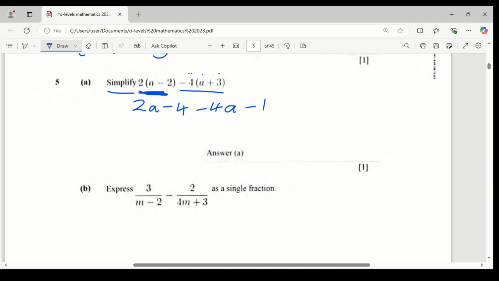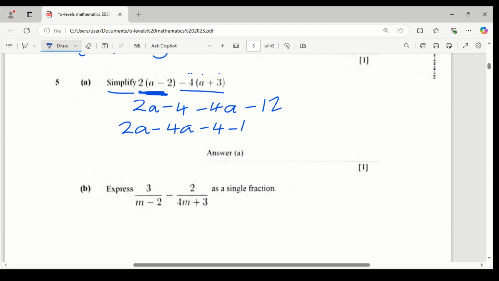Since we removed the bracket, we have expanded, but we have to simplify. Simplifying is like we have to collect the like terms, so we are putting the like terms close together. It's like a reshuffling. So we write 2a minus 4, we are not changing any signs, we are just changing the position. So it's 2a minus 4a minus 4 minus 12.